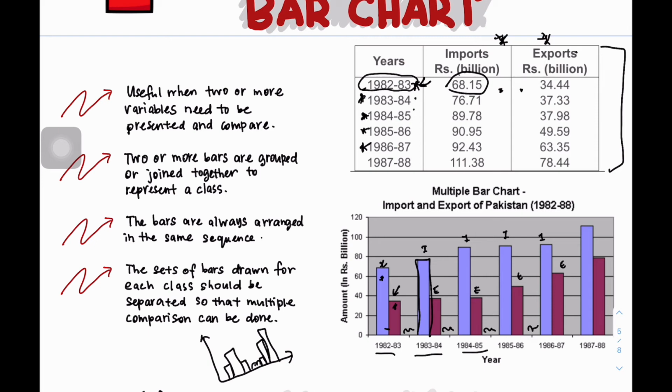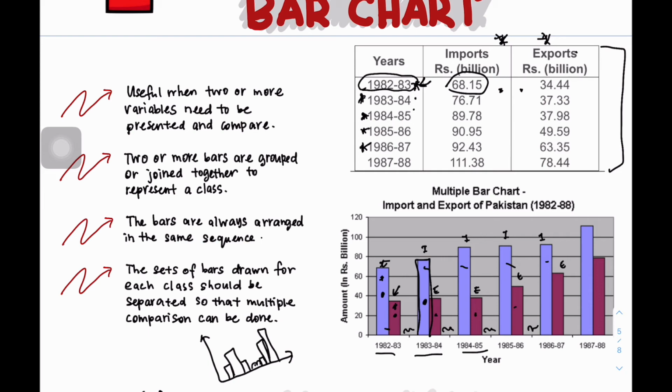Okay, so the bars are always arranged in the same sequence. Okay, kalau import dulu, so semua import dulu. Kalau export nombor 2, so semua export nombor 2. Dia mesti macam tu. Dia tak boleh yang depan ni import, tiba-tiba untuk second category, this one is export. Tak boleh. Okay, mesti in the same sequence.